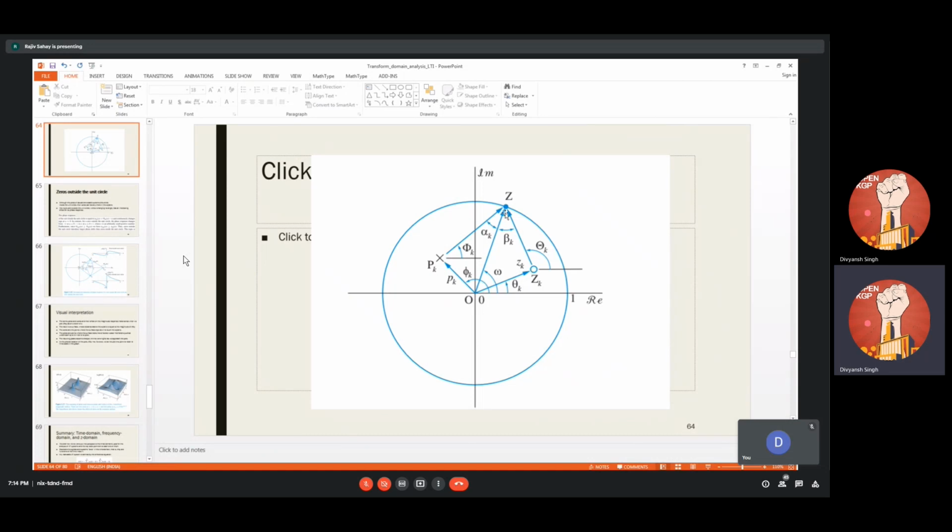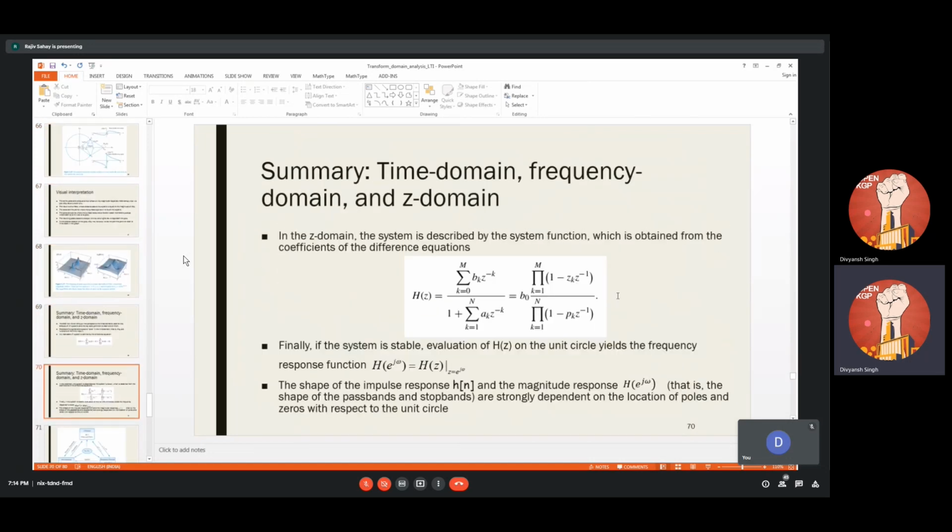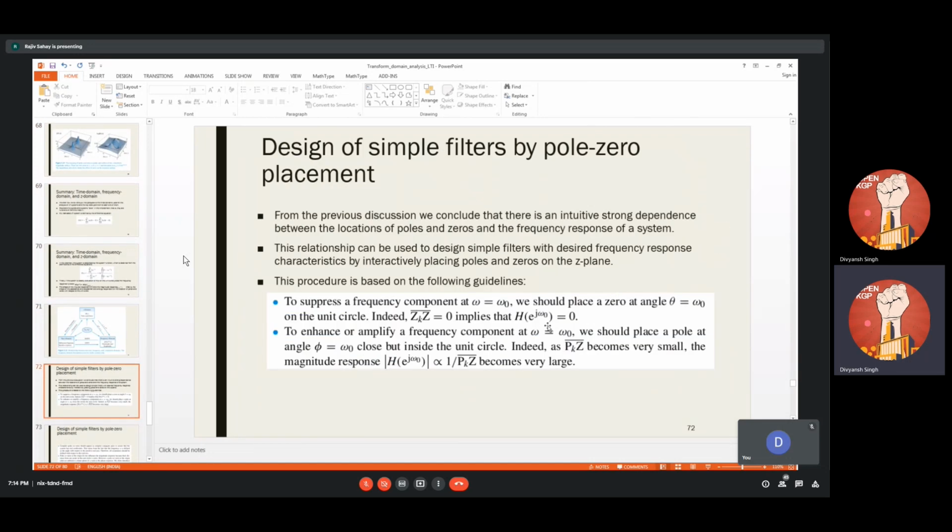If the vector from zk to z is equal to 0, that means if this zk was placed here, then it will be equal to 0 when omega is equal to theta. Then H of e to the j omega, at omega equal to theta k or omega naught, is equal to 0. So this is for suppressing a frequency component. That means you are trying to design what is called a notch filter.